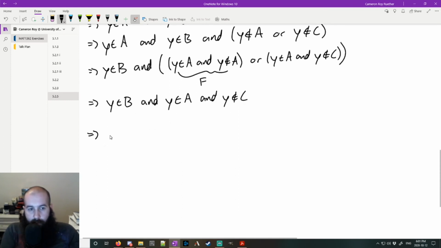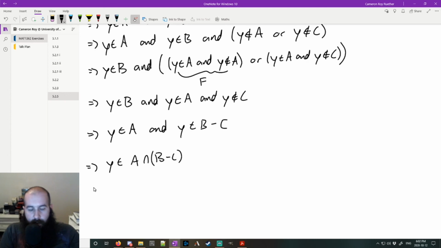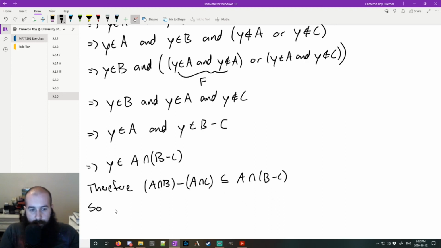These we can rewrite as Y being in A, and since it's in B and not C, Y is in B without C. And then since it's in both of these, Y is in the intersection. Therefore, since we started with an element of A intersect B without A intersect C, it must be a subset of the set we ended up in, which is A intersect B minus C. Then we have both inclusions, so these sets are equal.